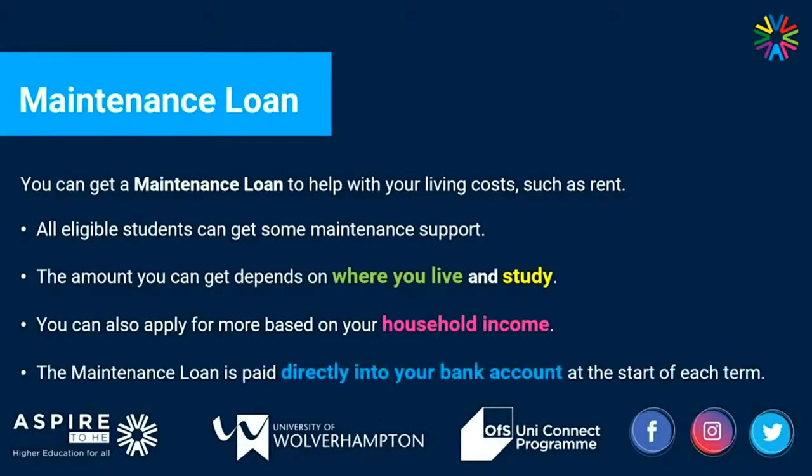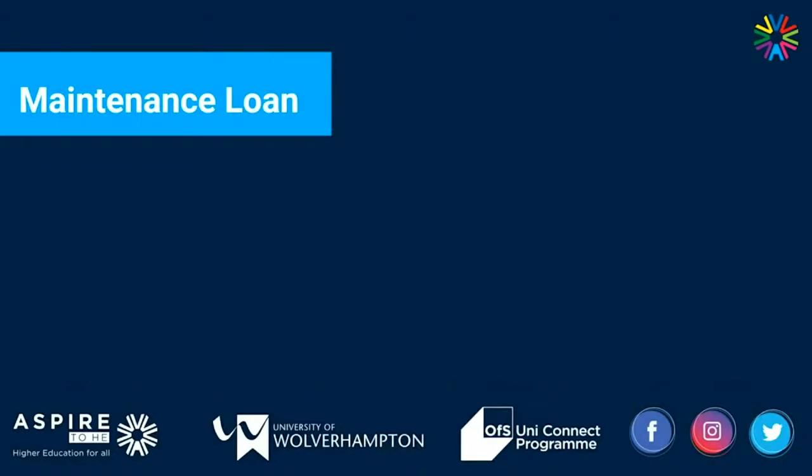Unlike the tuition fee loan, the maintenance loan gets paid directly into your bank account at the start of each term. The total amount that you get approved to receive across the academic year will then be divided into 3 and paid at the start of each term, usually in September, January and April. So let's briefly look at the maximum amount you could receive in the form of a maintenance loan. Please bear in mind these figures are in line with the 2021-2022 academic year thresholds and will be based on full-time students who are eligible to receive funding.